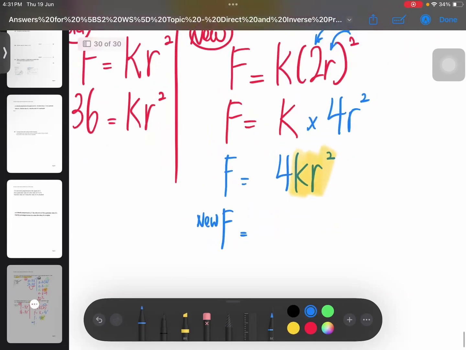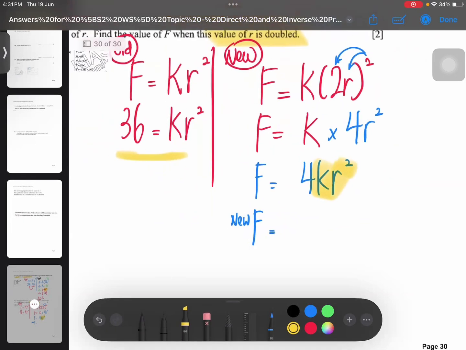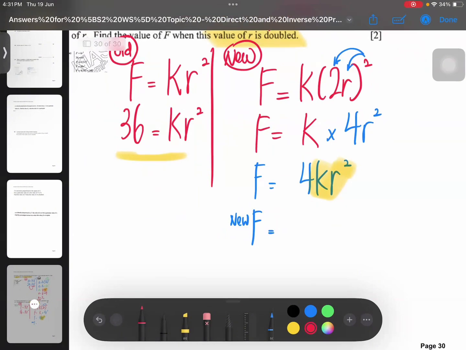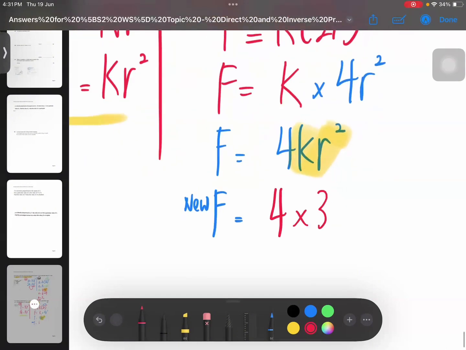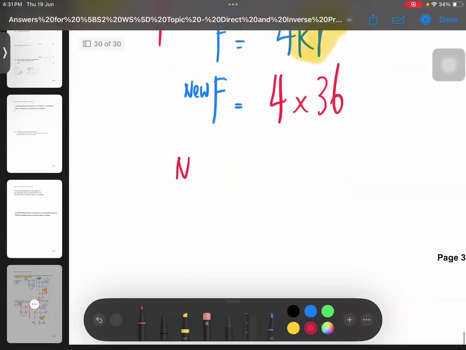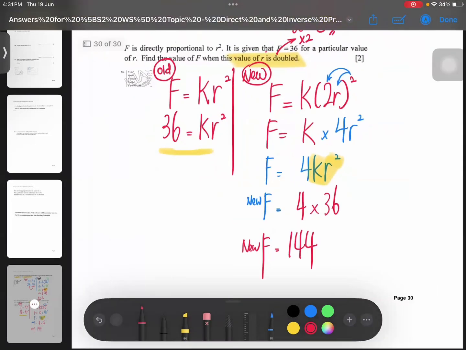All right, you realize that KR squared already has a value to it, right? Because if you don't plug a value in, you have so many unknowns. Am I making sense? But you already know that KR squared has a value over here. True or not? What is the value over here? The value is 36, right? So 4 times 36. Can you understand? All right, so my new F in this situation will be 4 times 36. We get to an answer of 144. All right, is this my answer? This is my answer for this question.